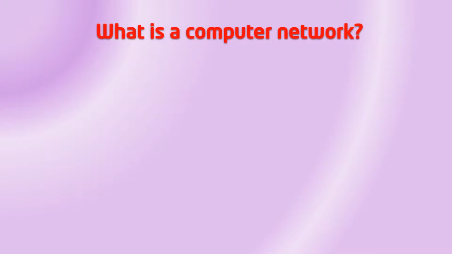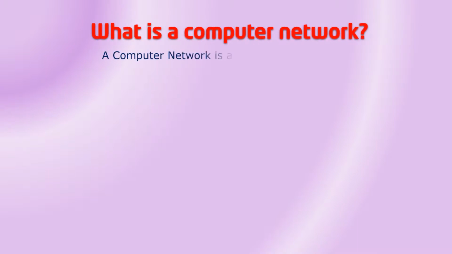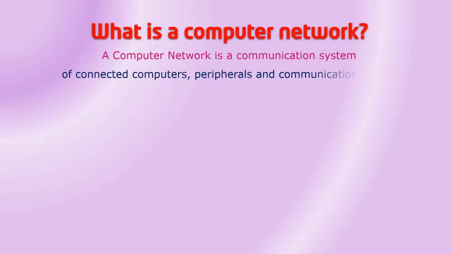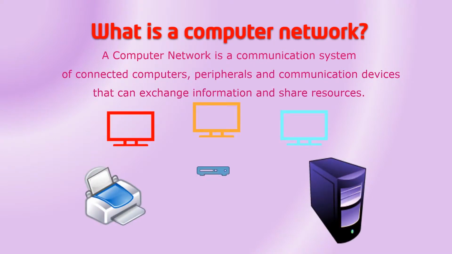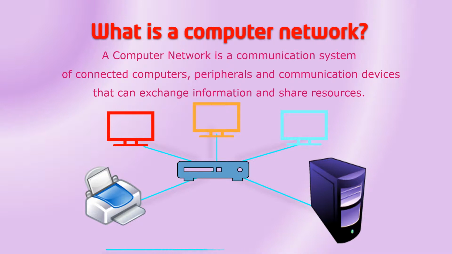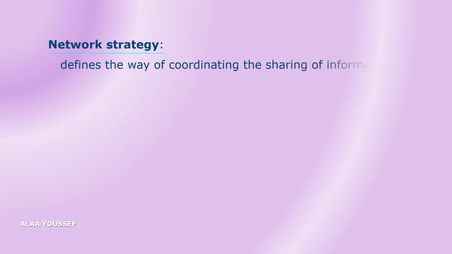What is a computer network? A computer network is a communication system of connected computers, peripherals, and communication devices that can exchange information and share resources. The way in which information and resources are shared and coordinated is defined by its network strategy.